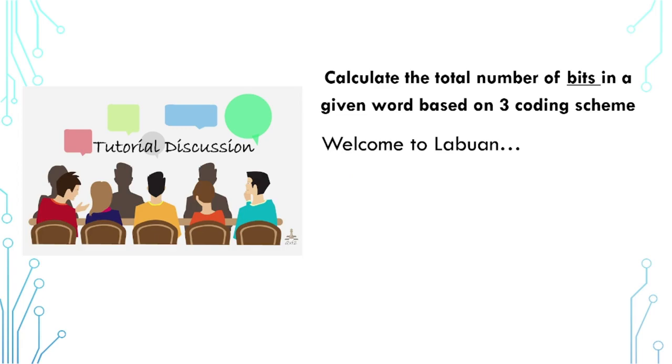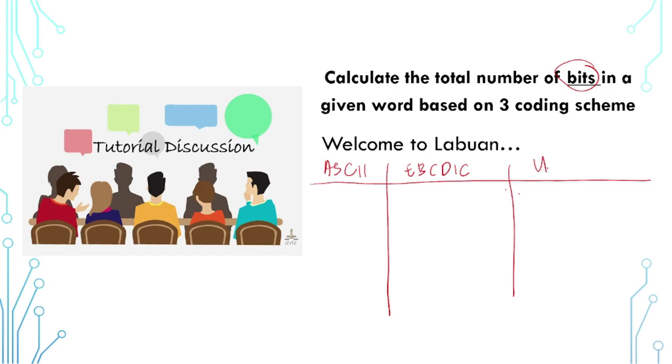Example, calculate the total numbers of bits in a given word based on 3 coding scheme. Okay, based on 3 coding scheme means you kena kira dia punya how many bits ini for each of coding scheme, which is ASCII, EBCDIC, and then Unicode. Jadi kita kena tahu for ASCII to represent a single character, use of 8 bits. Jadi dia kena kira lah how many character here. Okay, W ni dikira 1 character, E 1 character. So total the character is 1, 2, 3, 4, 5, 6, 7, 8, 9, 10, 11, 12, 13, 14, 15.